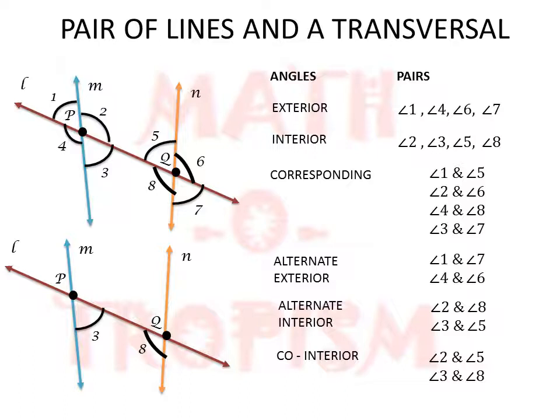Similarly, alternate exterior. Exterior angles there are only 4, and alternate means opposite sides of the transversal. Similarly, alternate interior angles are on the opposite sides of the transversal. Similarly, co-interior angles are on the same side of the transversal. There will be 4 pairs of corresponding angles, 2 pairs of alternate interior angles, 2 pairs of alternate exterior angles, and 2 pairs of co-interior angles.